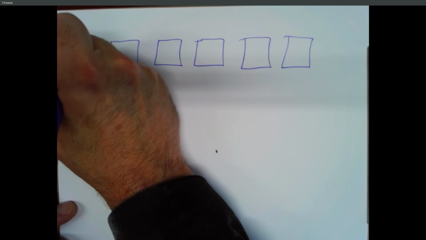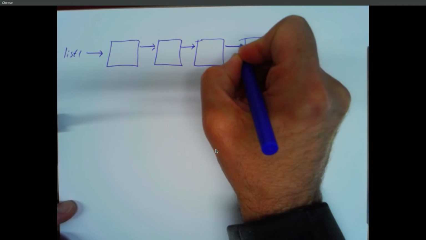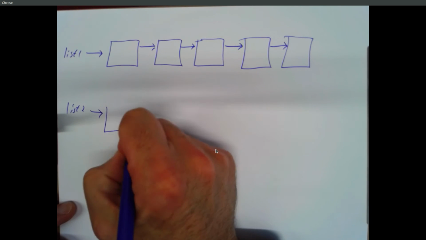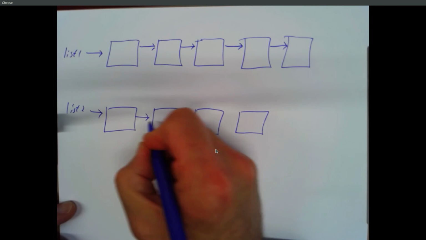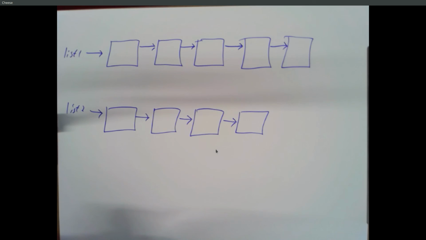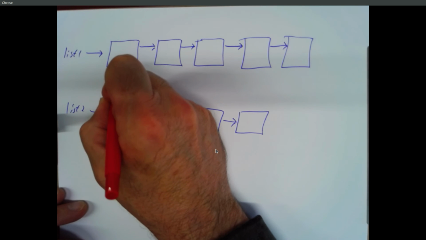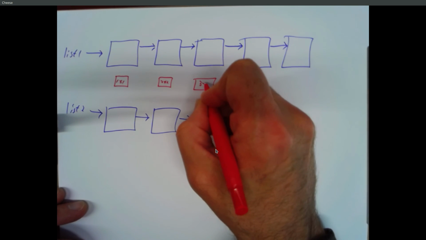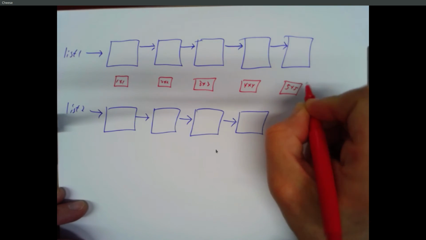So here's list 1. Here's list 2. And we deleted something from list 2. Well, we created a 1x1 rectangle and a 2x2 and a 3x3 and a 4x4 and a 5x5.